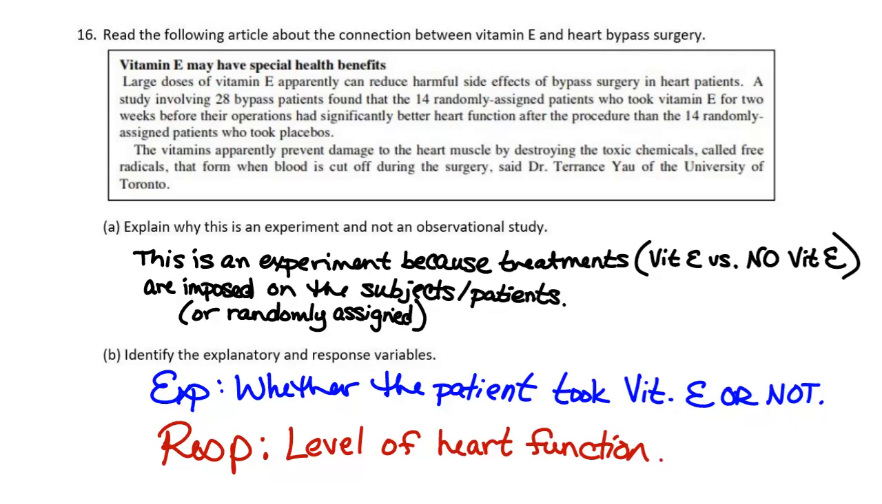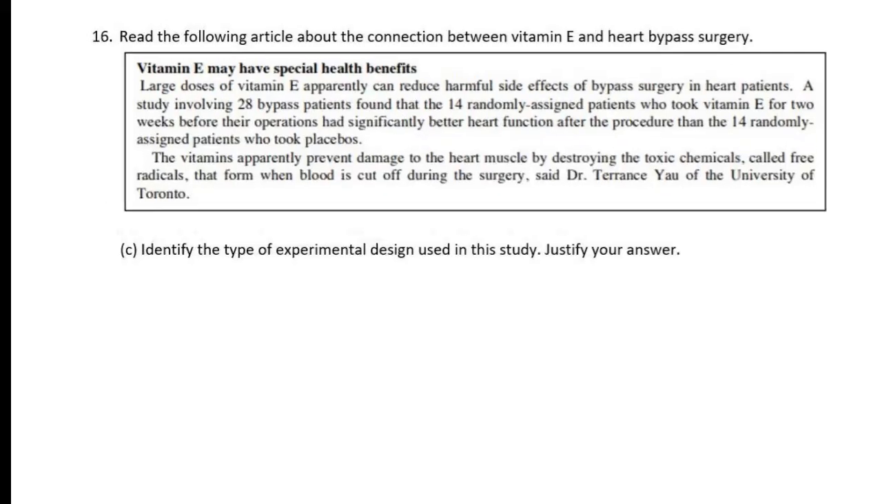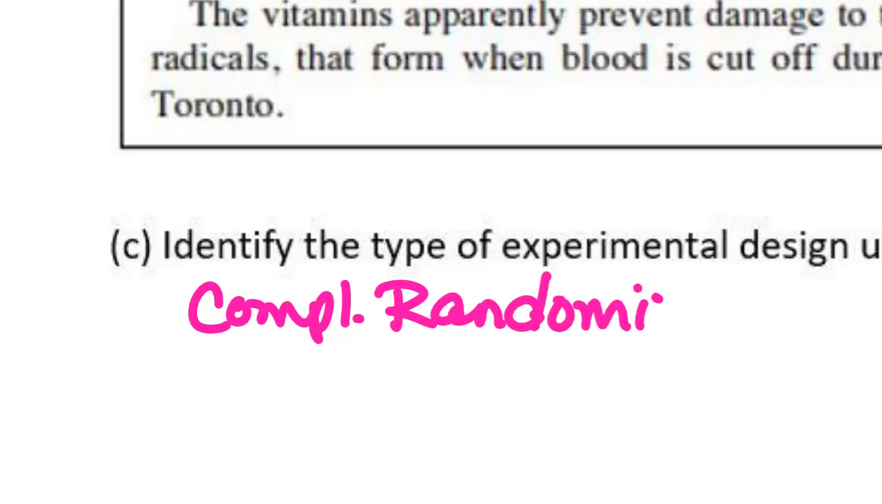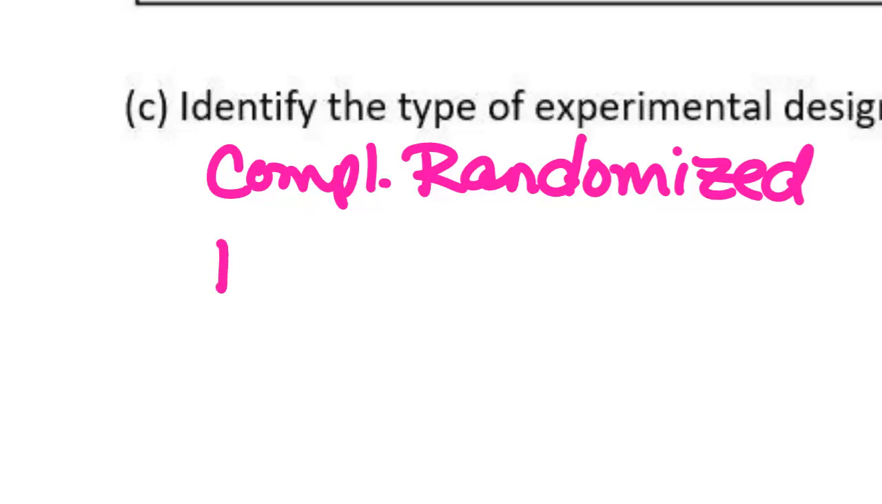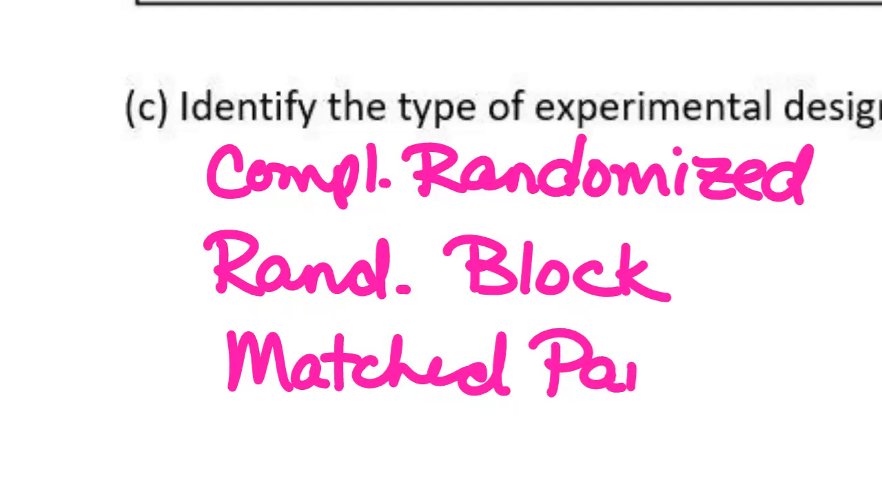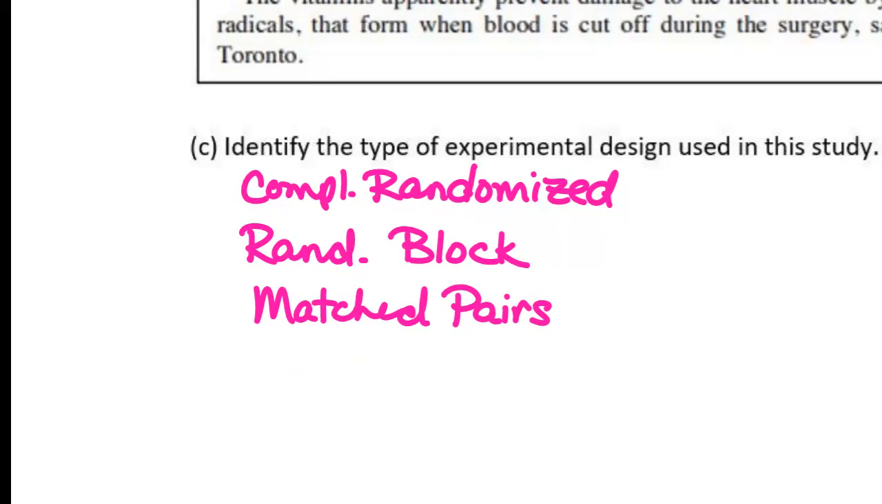Identify the type of experimental design used in this study. Justify your answer. I did just ask you a moment ago to talk to me about the 3 different experimental designs we have. There's completely randomized, there's randomized block design, and there's matched pairs. From the information that they gave us, it appears that they used which design?